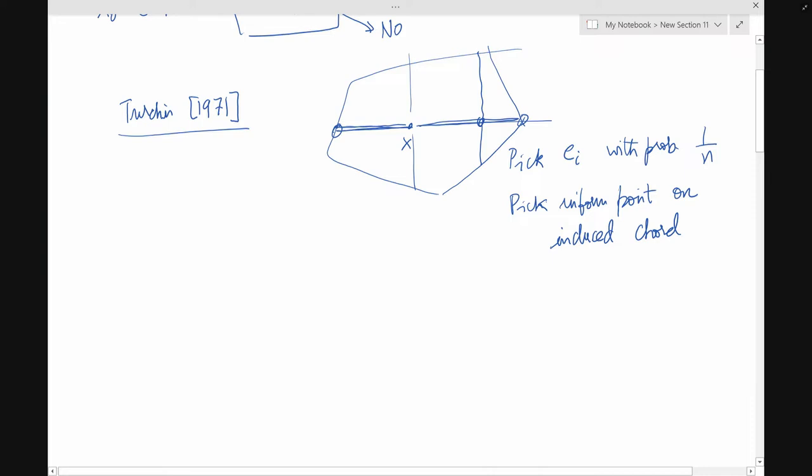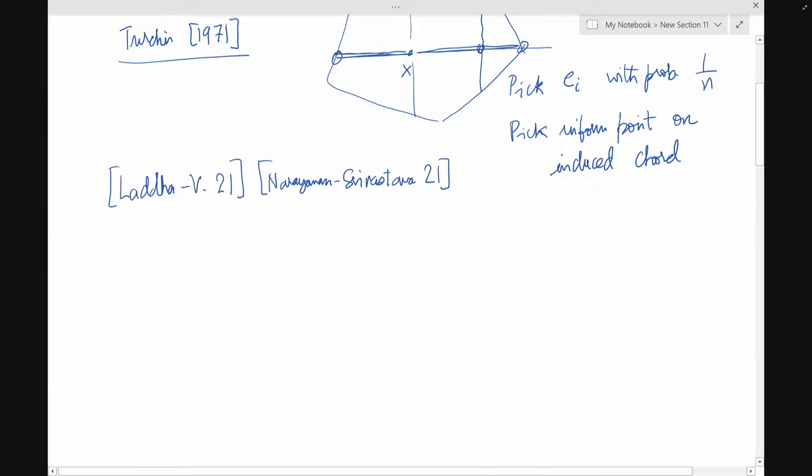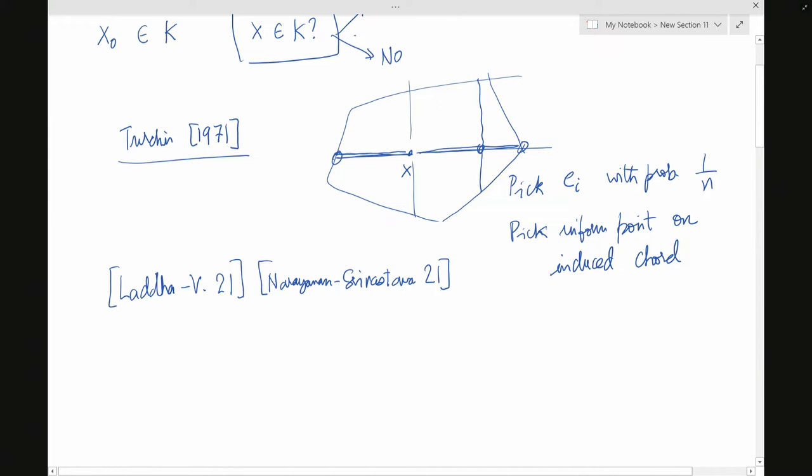Somehow, about a year ago, two different papers proved it independently. The one I will talk about is joint work with Aditi Ladha, a student here, and the independent work with a different proof, also of a polynomial bound, is by Narayanan and Srivastava. I hope the process is clear and the question is clear. We want to understand at what rate this Markov chain approaches its stationary distribution. It's clear that the stationary distribution is uniform because this is ergodic and symmetric and so on.